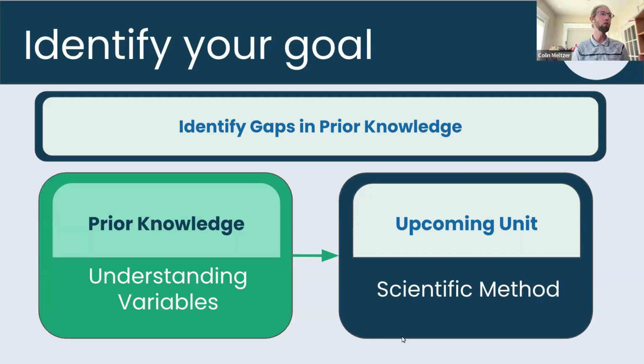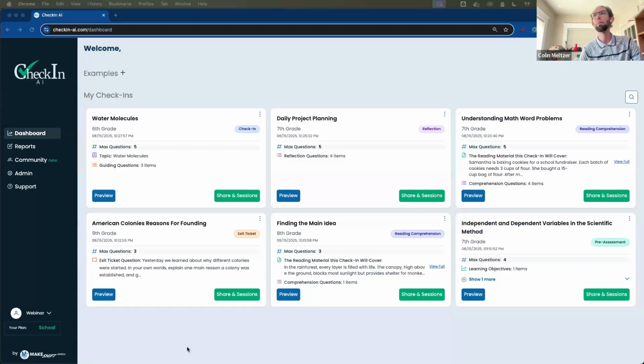You are assuming students understand variables, specifically independent variables within an experiment. So I'm going to share my other screen, which has CheckIn AI right on it. I created this check-in over here. I pre-created it. I'm going to show it to you, and it's a pre-assessment type. And I'm going to open it up so you can see it.